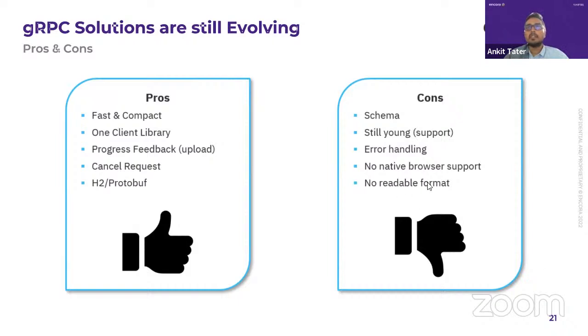Next, we have non-native browser support. gRPC is not ideal for making calls from your web application to the backend. It's basically used where you have service-to-service communication. They don't have a gRPC library for the web right now, but a certain project has been created as a workaround for using gRPC in your web application.